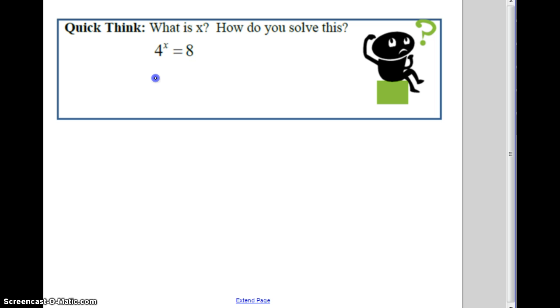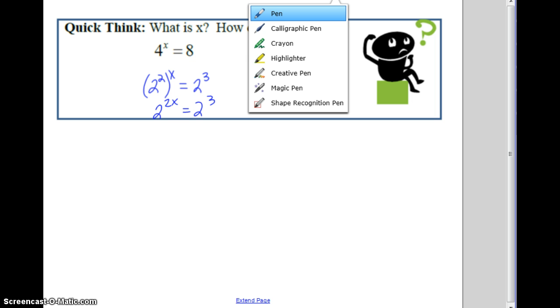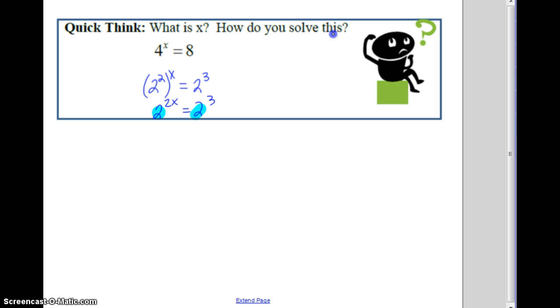For example, 4 to the power of x could be rewritten as 2 to the power of 2, and I still have that variable x outside of it. 8 can be rewritten as 2 to the power of 3. 2 to the power of 2 raised to the x using our power property ends up being 2 to the power of 2x. Now that I have it written like this, notice that our bases are the same, which means our exponents will have to be the same. That means that I can say 2x equals 3, and solving this will tell me that x must be 1.5, or 3/2. If I were to plug 1.5 in for x and use my calculator, it would equal 8.